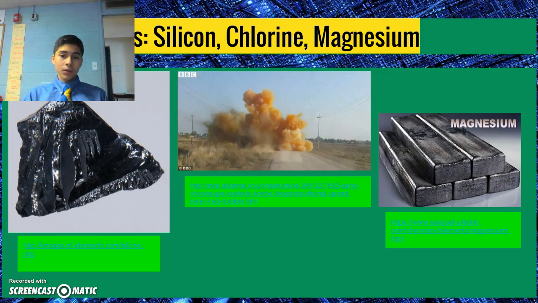Magnesium, it is also a solid at room temperature. Magnesium is a metal. It is silvery white in color. It is malleable and ductile. It is relatively soft. And it is flammable and non-toxic.